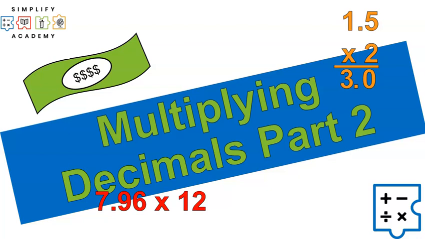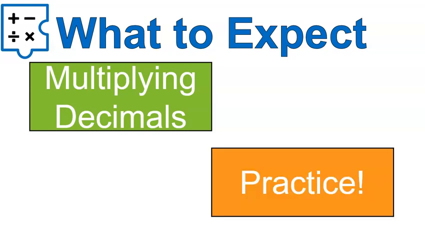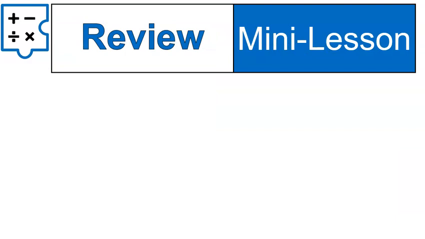We've done this one time, now we're going to do it again. Let's take a look. We'll multiply decimals. It's going to be a little more complex than the last lesson when we multiplied decimals, so we are going to need to practice. Let's start.